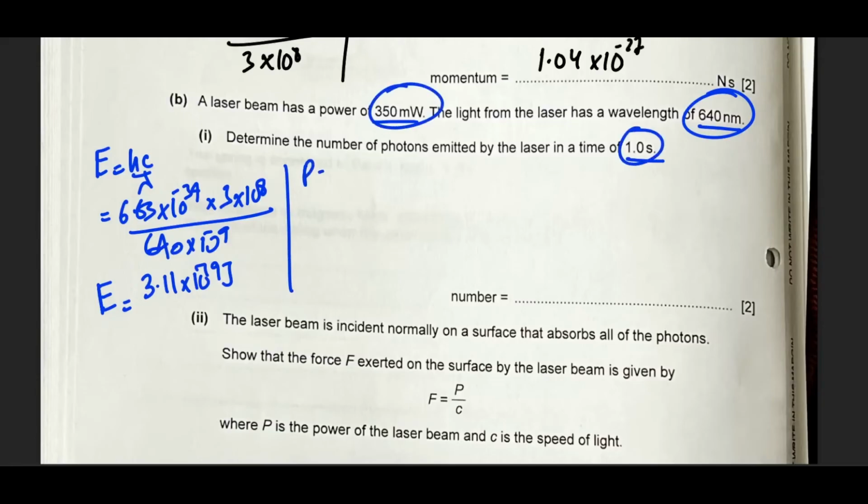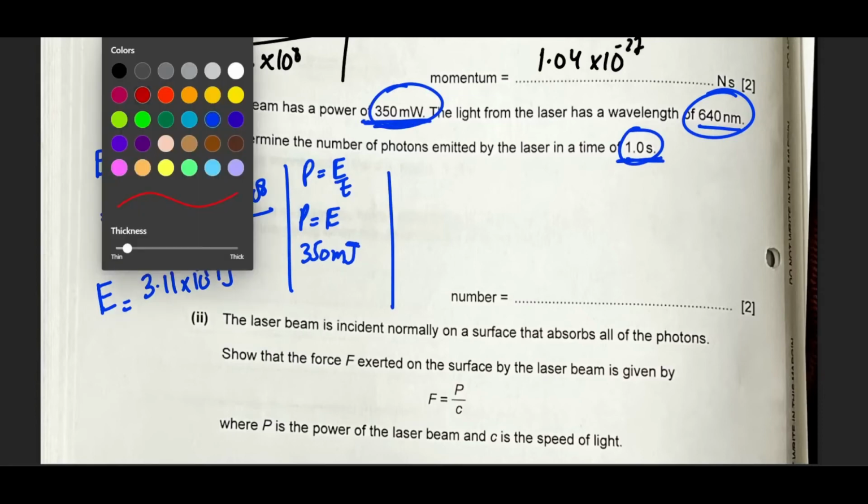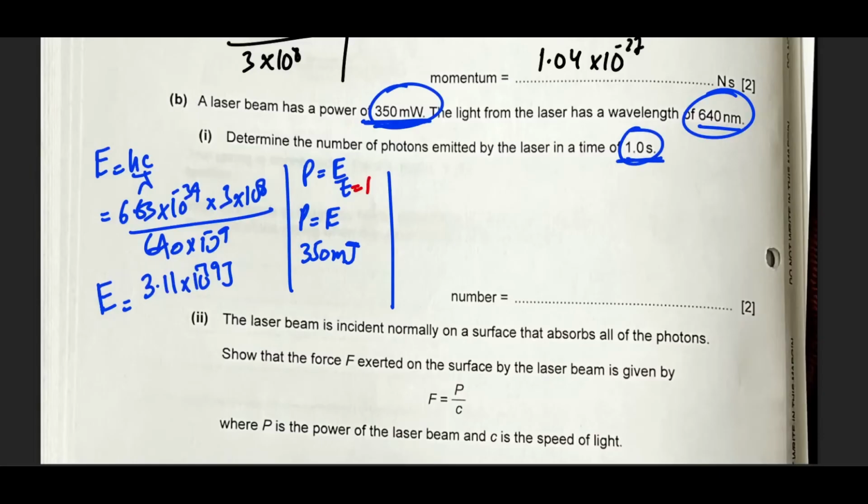So power is equal to energy divided by time. Since time is 1 second, power effectively becomes energy. So I need 350 millijoules of energy from the laser, right? This value is exactly the same as energy now. Or you can take this equal to 1, multiply this over there, and get the same answer.